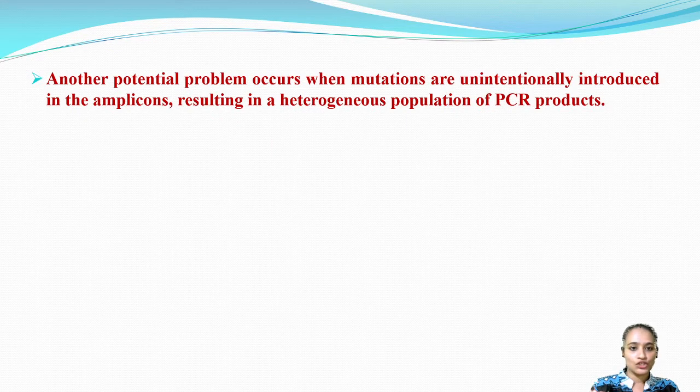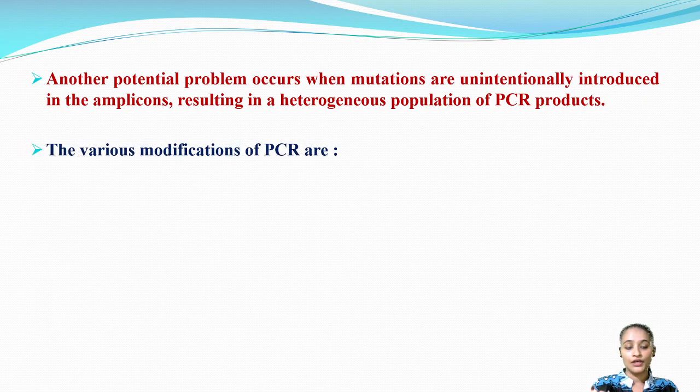Another potential problem which occurs is when mutations are unintentionally introduced in the amplicons, resulting in a heterogeneous population of PCR products. So now let us see what are the various modifications of polymerase chain reaction.